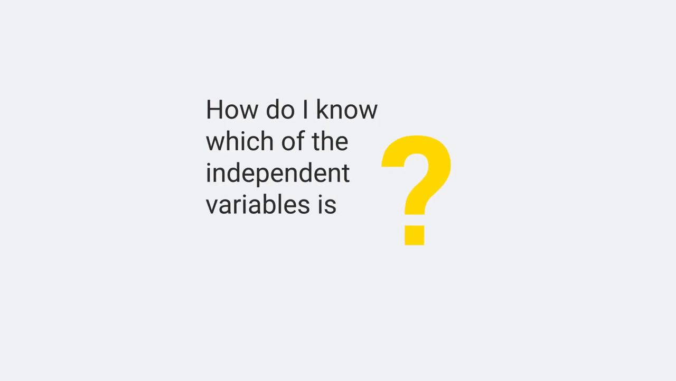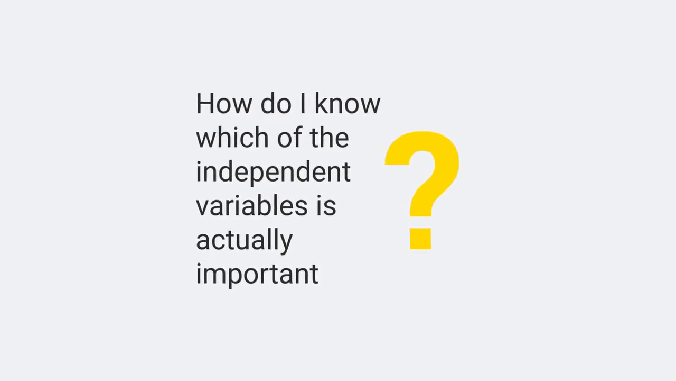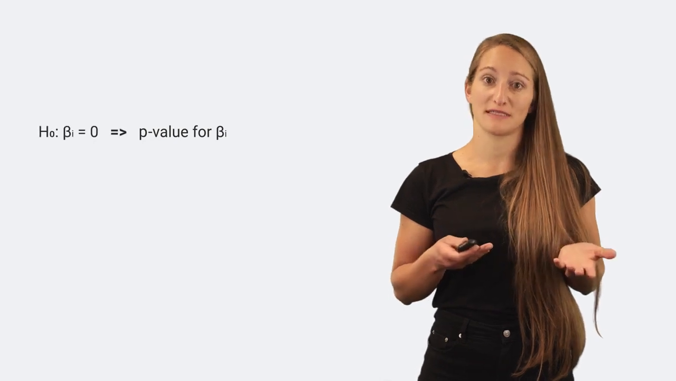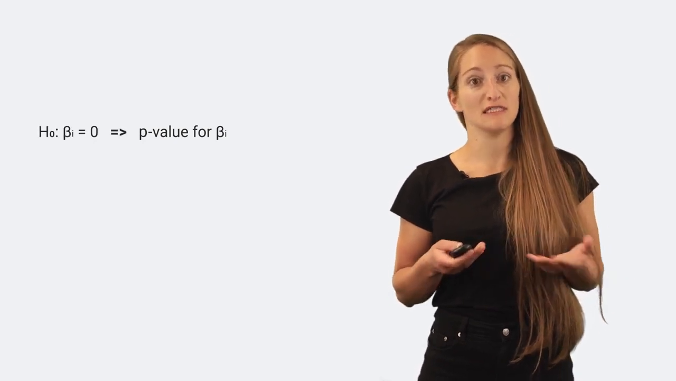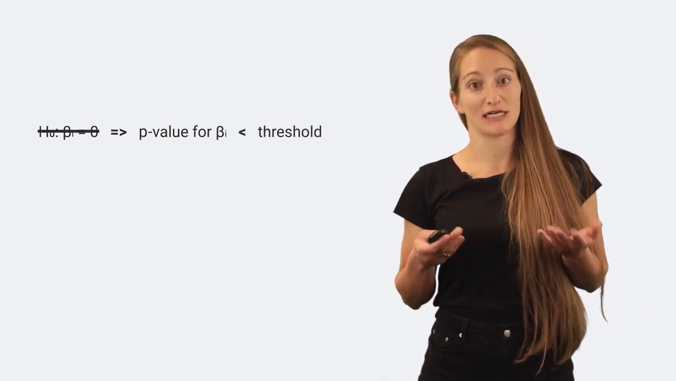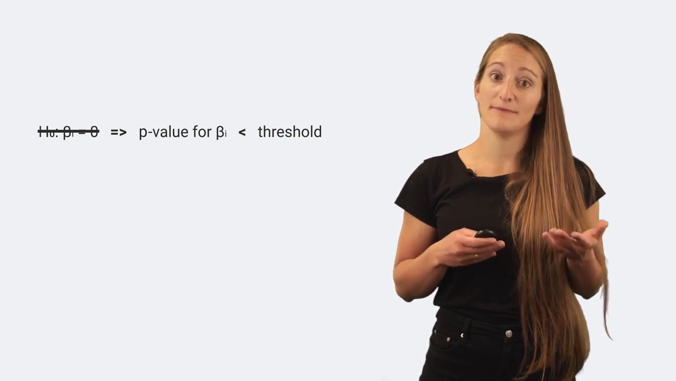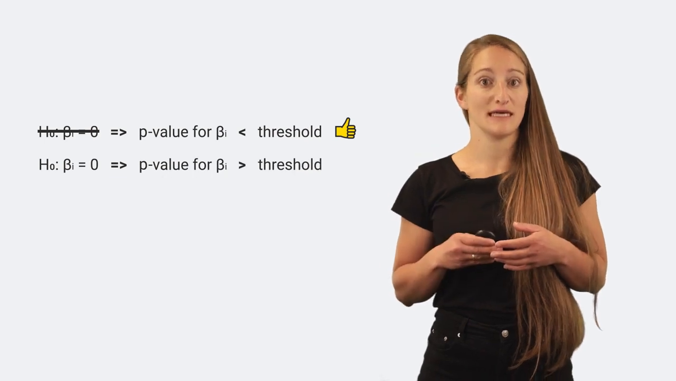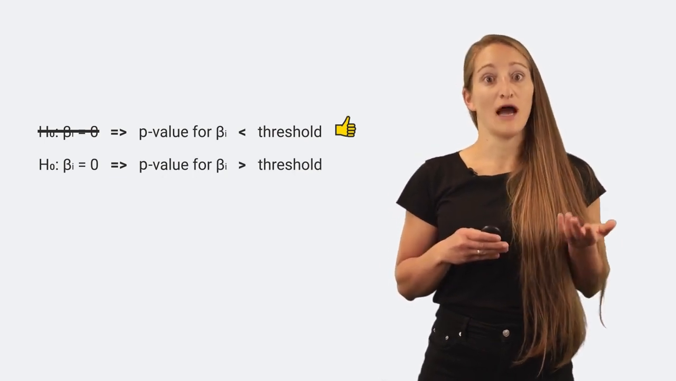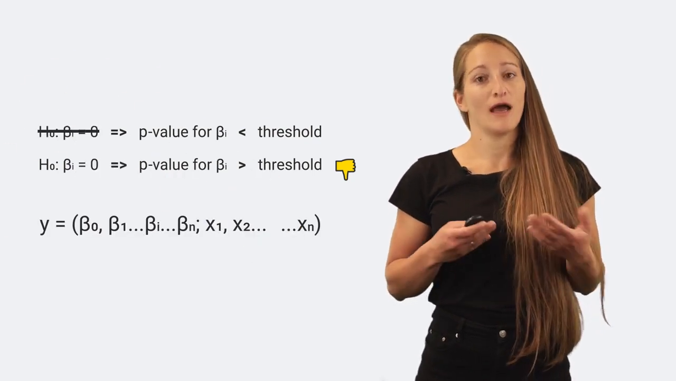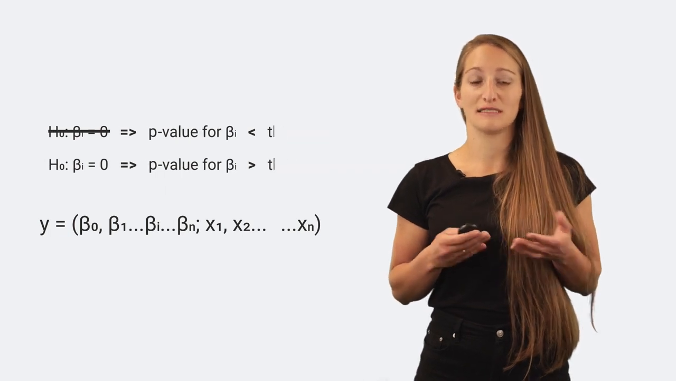How do I know which of the independent variables is actually important? A common way to estimate the importance of an independent variable is the p-value. A p-value is the result of a null hypothesis test, testing whether the coefficient is equal to 0. A low p-value indicates that the null hypothesis can be rejected, which means that the corresponding independent variable has a significant impact. High p-values, on the other hand, indicate that the corresponding independent variables are not likely to add meaningful information to the model and can be excluded. A commonly used threshold for the significance level is 0.05.